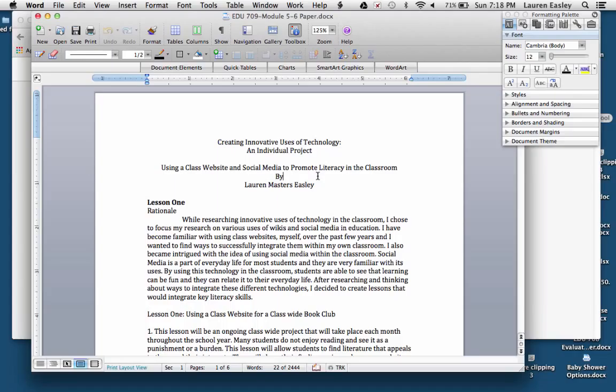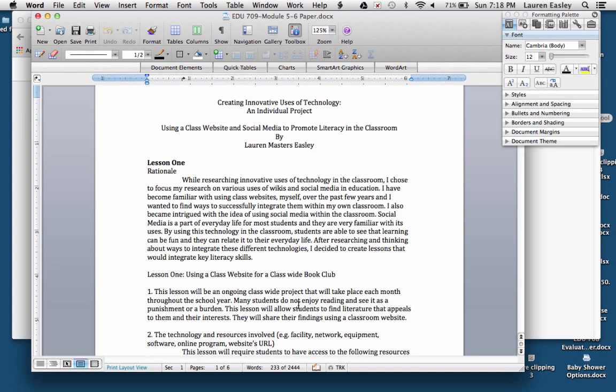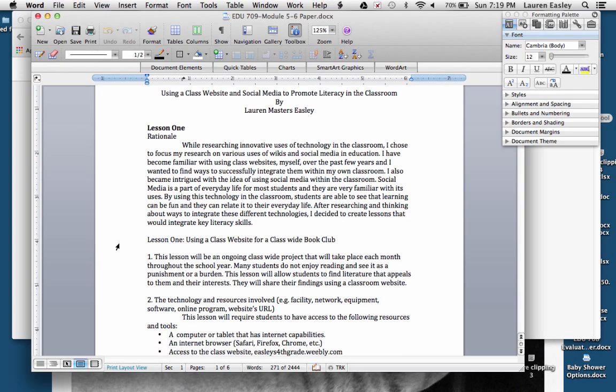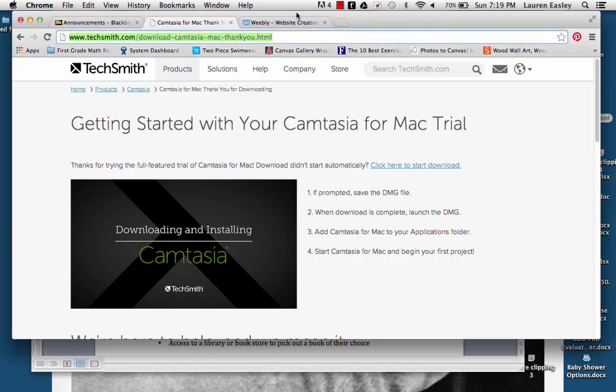After researching and thinking about ways to integrate these different technologies, I decided to create lessons that would integrate key literacy skills. So the first lesson is going to be using a class website for a class-wide book club. Each month, the students would go onto the website and share the book that they had chosen to read that month through the different postings, and I'll show you on the website.